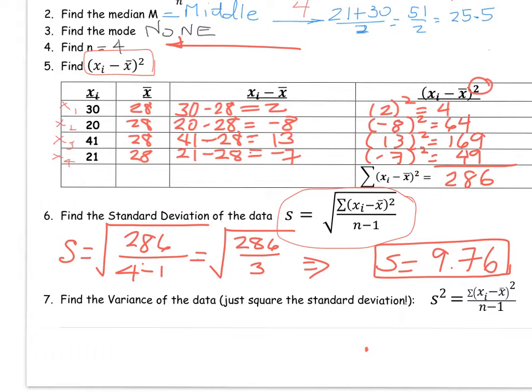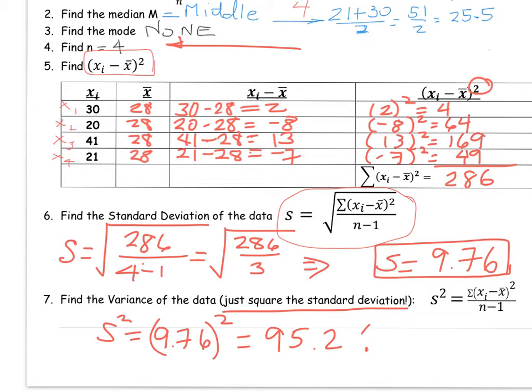The last calculation we're going to do is the variance, and like it says here, we just square the standard deviation. So S squared is equal to 9.76 squared, and that will be about 95.26. I usually round the standard deviation and the variance to the hundredths place.